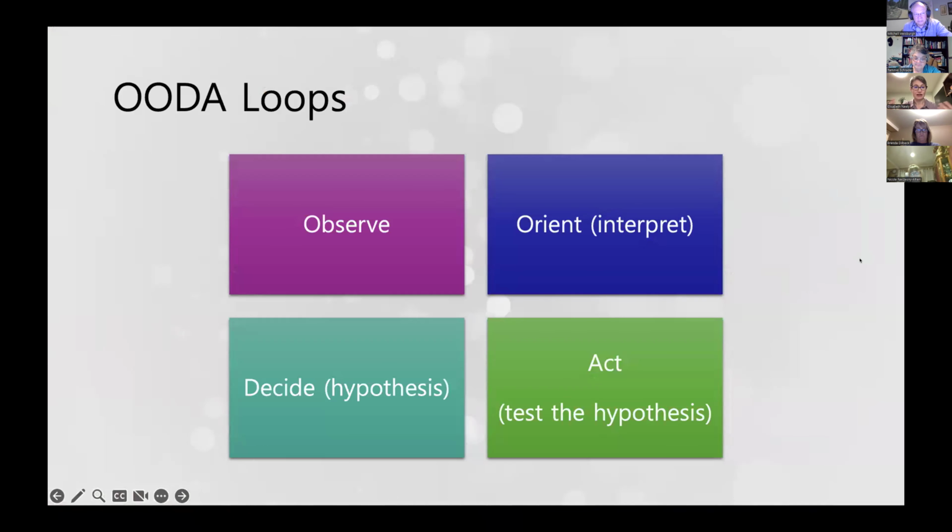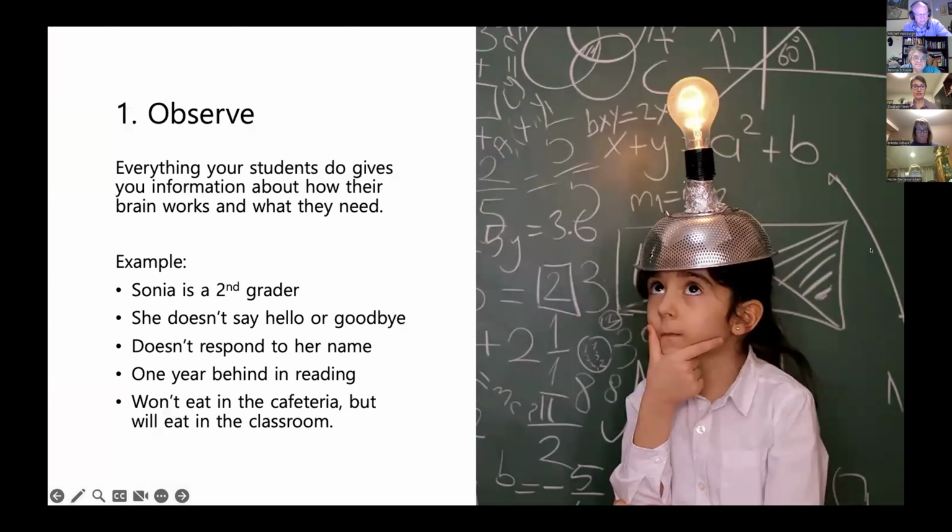First, I just review what OODA loops are and the steps. The first is to observe your students, and we do this all the time as teachers. But for neurodivergent students, what you're looking for is their everyday behavior, because everything kids do all day, every day tells you how their brain is doing and what they need. Here's an example. We've got Sonia. She's a second grader. She doesn't say hello or goodbye. She doesn't respond to her name. She's a year behind in reading, and she won't eat in the cafeteria, but she will eat in the classroom. Those are our observations of Sonia.